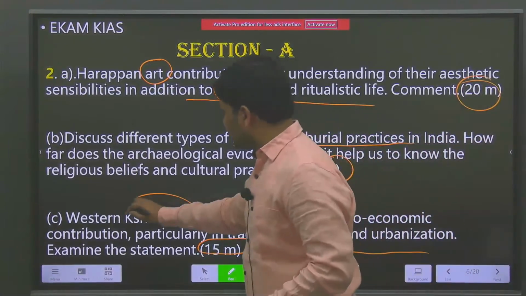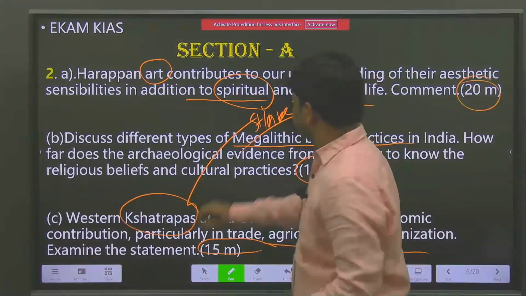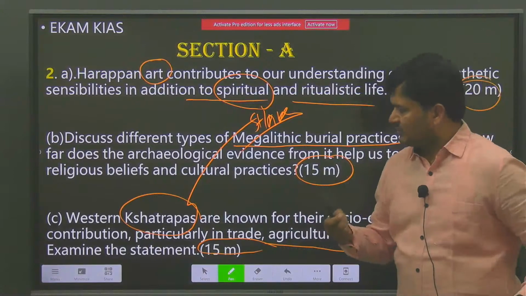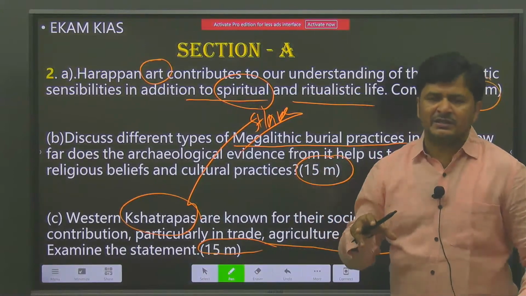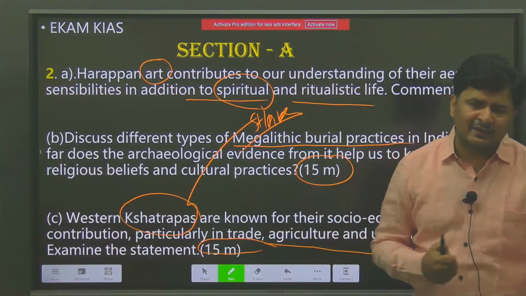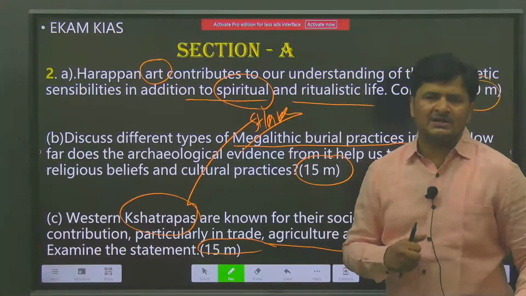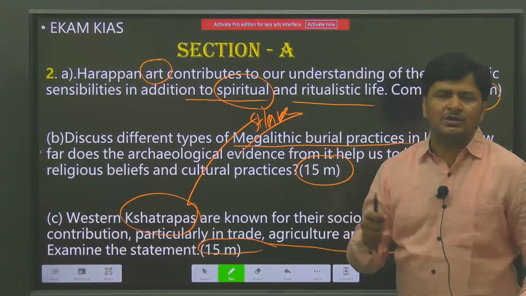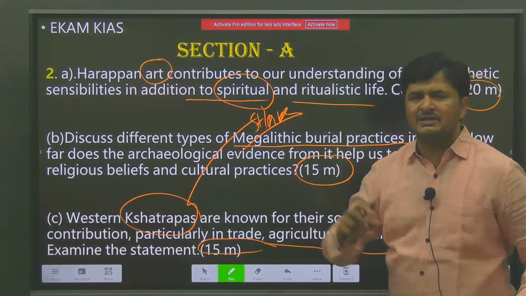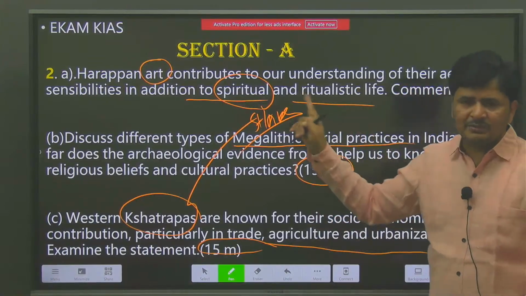Kshatrapas, otherwise called Shakas, otherwise called Kshaharatas. Western Kshatrapas, since they dominated the western territories, maybe modern Rajasthan, modern Gujarat, and Western Deccan, like northern Maharashtra and a few parts of central India. So we call these rulers Western Kshatrapas, or Shakas. Shakas played a crucial role in trade and commerce. Though they maintained hostile relations with the Satavahanas, they also got involved in trade and commerce. Another direct question.